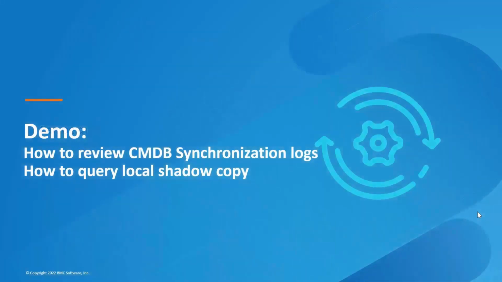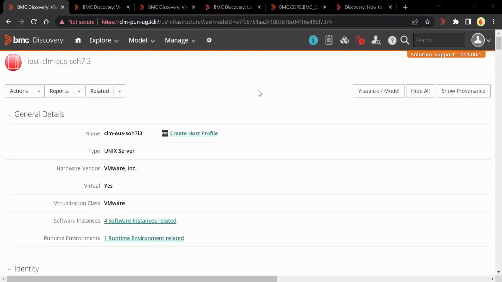Now let's take our first demo to see how we can use the log and the shadow copy to troubleshoot different types of Discovery to CMDB related problems. For this demo, I've already logged into the Discovery and CMDB UI, and we are going to take 3 scenarios to understand how to review the log and how to query the local shadow copy.